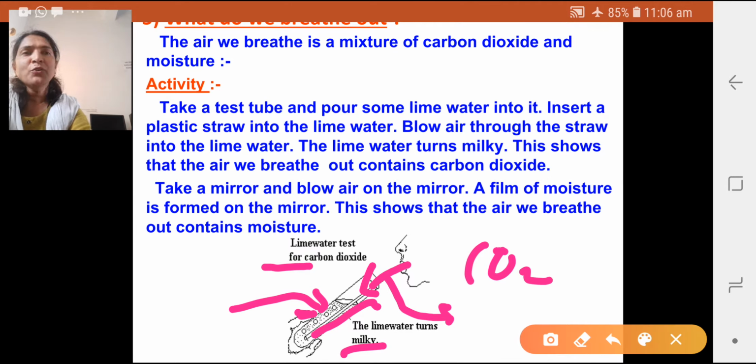When you breathe out, when you blow, this CO2 gas from your mouth is released into the lime water. So what do we breathe out, from this activity? You can say we breathe out CO2. And in the previous slide we have seen what we breathe in. What do we breathe in? We breathe in oxygen and we breathe out carbon dioxide gas.